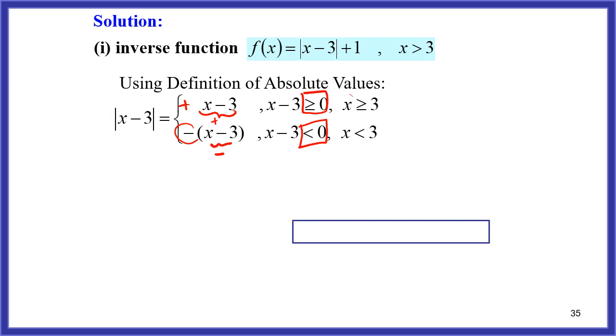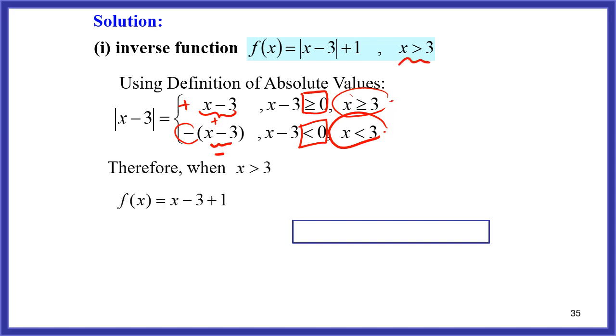So it means that it is x minus 3 when x is more than or equal to 3, and negative of x minus 3 when x is less than 3. Notice that the domain given here is x more than 3, so we only take the x minus 3 in f(x). So f(x) is x minus 3 plus 1, which is equal to x minus 2.